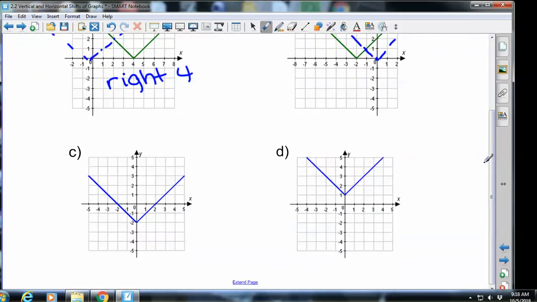Okay, C. The value outside, minus 2. That one is still absolute value, but it moved down. So, outside is Y, and it does what you think. So it'd be the absolute value of X with a minus 2 on the end. So it moved down.